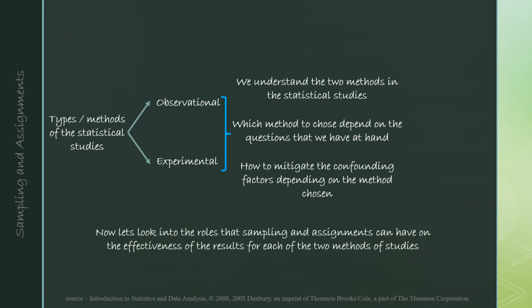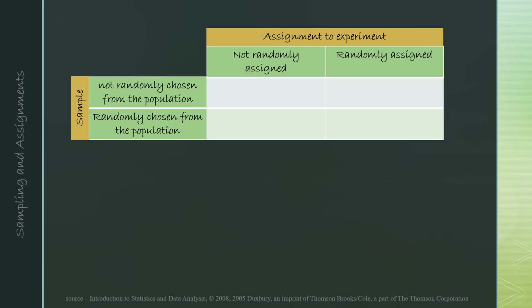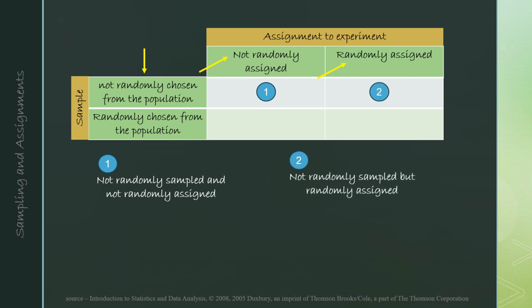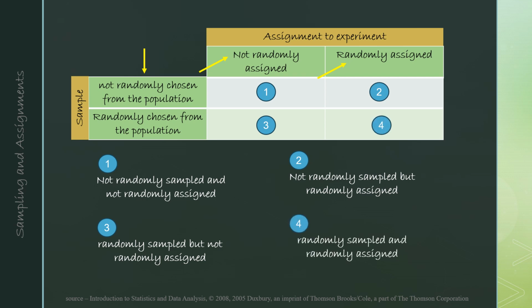Now let's look into the roles that sampling and assignments can have on the effectiveness of the results for each of the two methods of studies. The way the sample is collected and the objects are assigned to interventions and methods determines the effectiveness for each of the two methods. Accordingly, four categories emerge: not randomly sampled and not randomly assigned, not randomly sampled but randomly assigned, randomly sampled but not randomly assigned, and randomly sampled and randomly assigned.